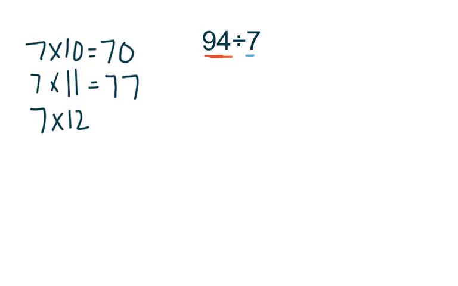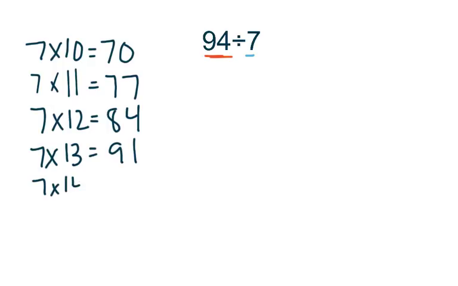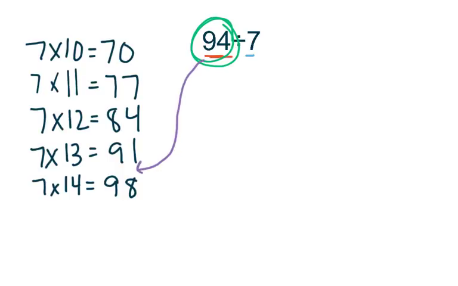So 7 plus 7 is 14, and then I carry, and so I have 84. Then I have 7 times 13, and that's going to give me 91. 7 times 14, and remember, I'm looking for this 94 here. 7 times 14 is going to give me 98, and no, I can stop now because my 94 has now found its sandwich. My 94 fits perfectly between my 91 and my 98.